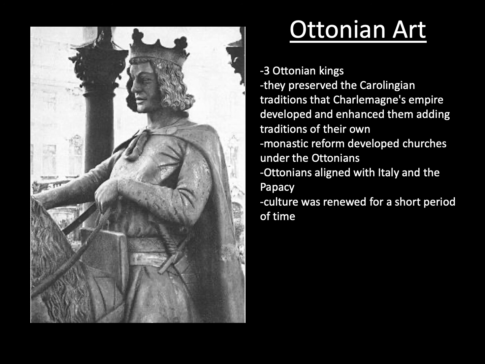Monastic reform divided the church. Monastic reform was developed for churches under the Ottonians, and the Ottonians aligned with Italy and the papacy. It's a really important thing. They bridged the gap between France and Italy because Charlemagne was so very much opposed to their power. He felt that they were his enemy, and here the Ottonians come along, make nice with the Lombards, and align Italy with the papacy. The culture's renewed for a short period of time, and we get a nice, powerful empire for a short time.